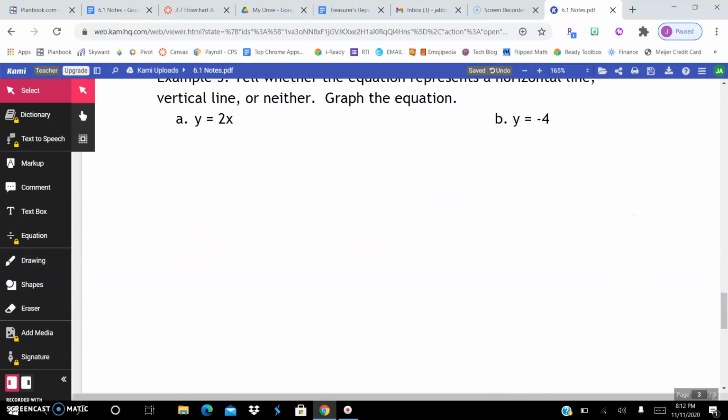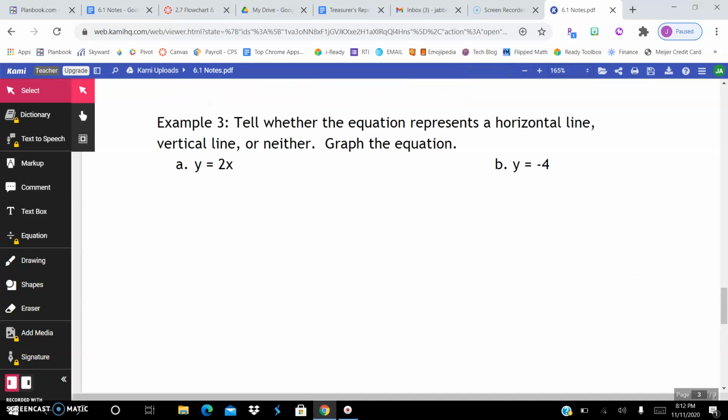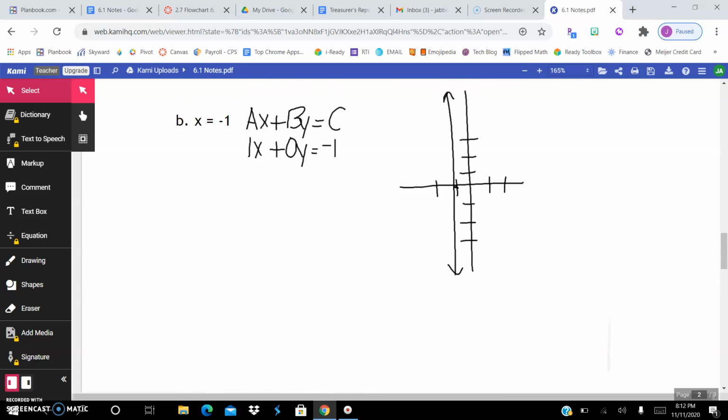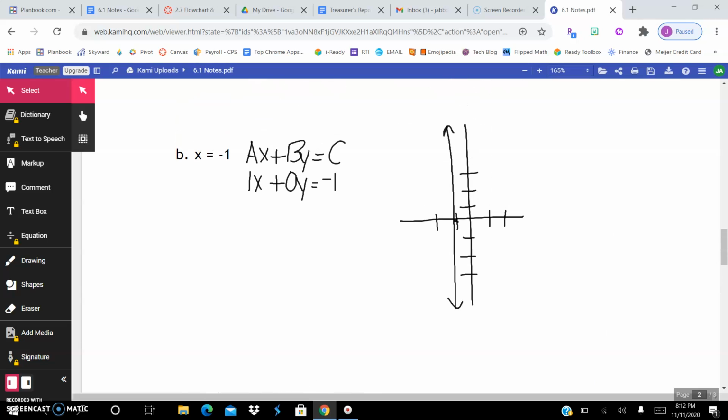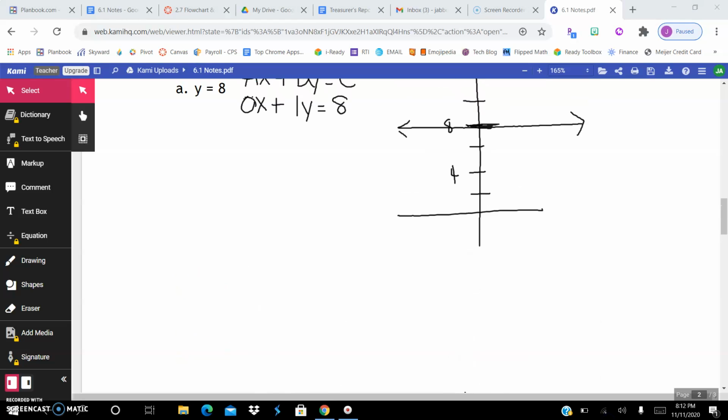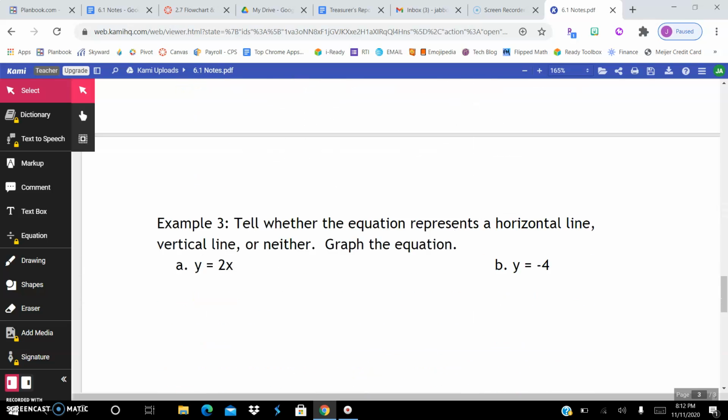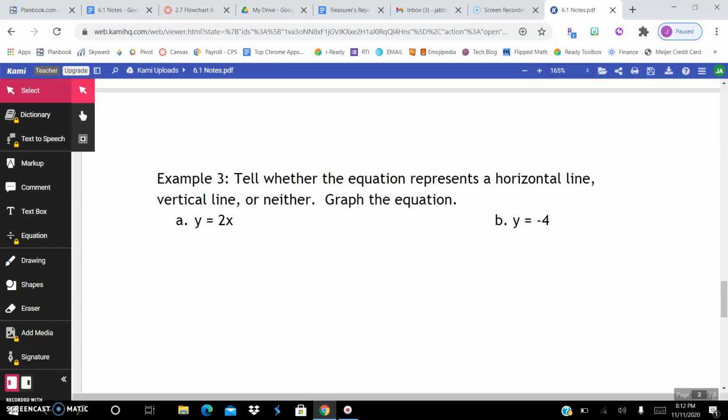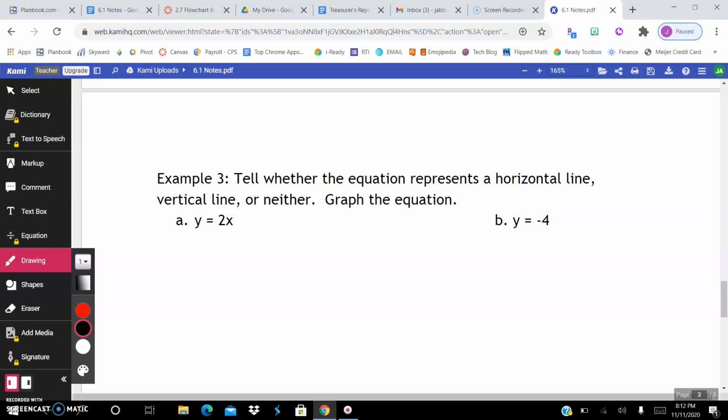All right, in example 3, tell whether the equation represents a horizontal line, a vertical line, or neither, and then graph the equation. So looking back up here, if it was x equals a number, it's going to be a straight up and down, so a vertical line. And then if it was y equals a number, it's going to be a horizontal line. So if we have anything other than just x equals a number or y equals a number, then we're going to have an angle, a line that's on an angle. So looking at part A, this is y equals 2x, so we have both variables in there, so that's going to be a neither.